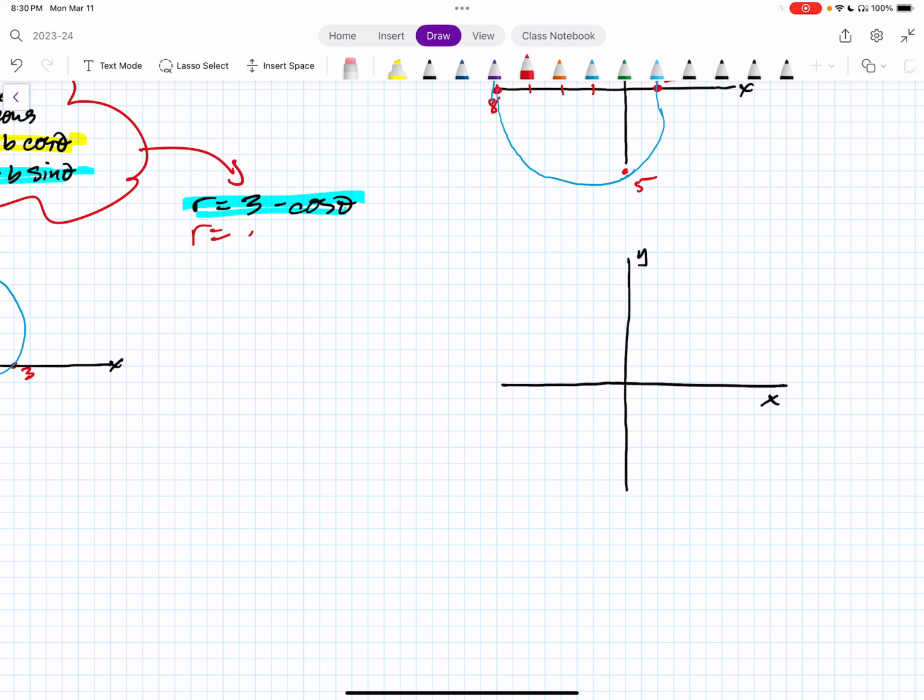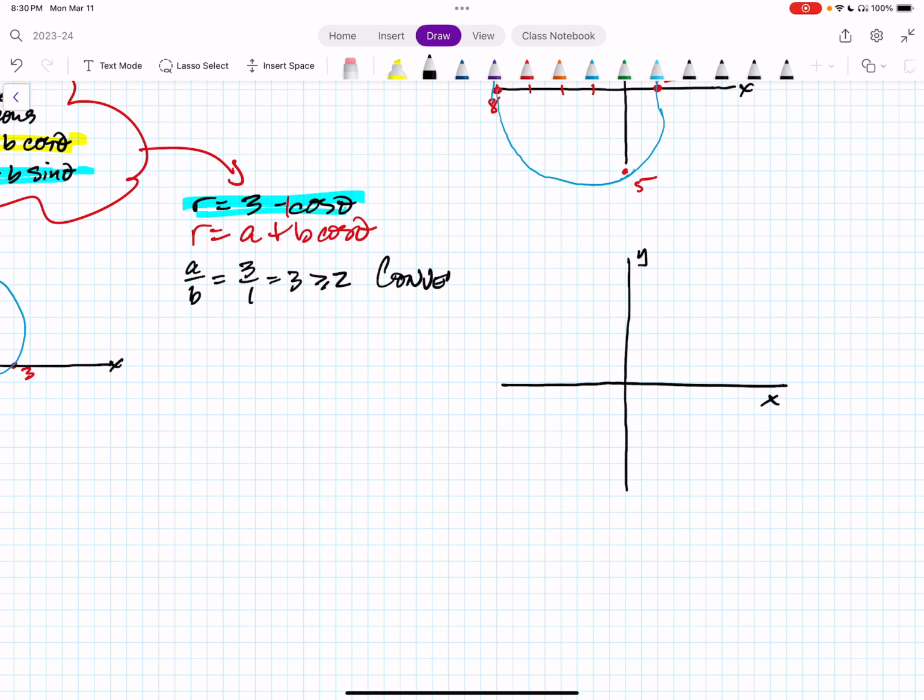Last one. R is equal to A plus B cosine of theta. Okay, A is 3 and B is 1. I'm talking about their absolute values. And so what you want to do is take a look at your A to B ratio, which is 3 divided by 1 or 3. And this is greater than or equal to 2, which means you have a convex limacon.